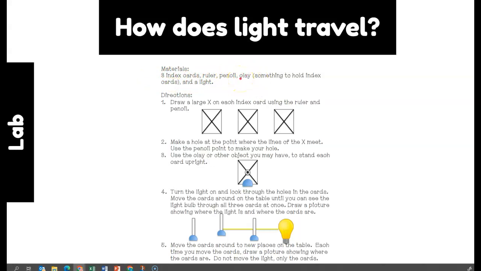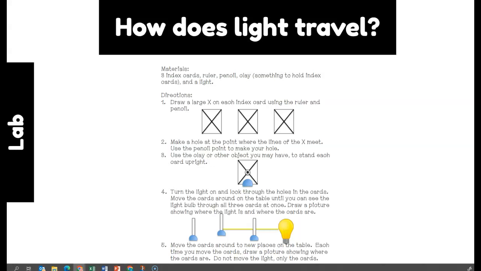Obviously, not everybody has clay laying around the house, but it's just something to hold the index cards. It can be 2 books put together in the card or piece of cardboard, whatever. It has to be kind of stiff so it stands up. That's all you need. And you need a light. This could be a room light, like a table lamp or a flashlight. If you use a table lamp, take the cover off the lamp so that you can see the light bulb.